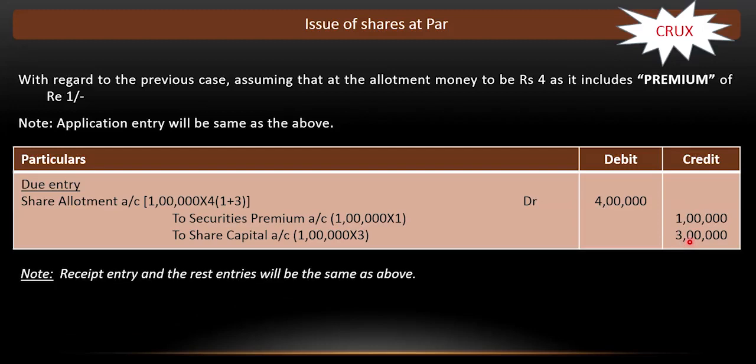Receipt entry for the allotment will remain the same as well, because we would be receiving 4 lakhs as against 3 lakhs in the previous example. The entry would still be debit bank account, credit share allotment account, only the amount would change.